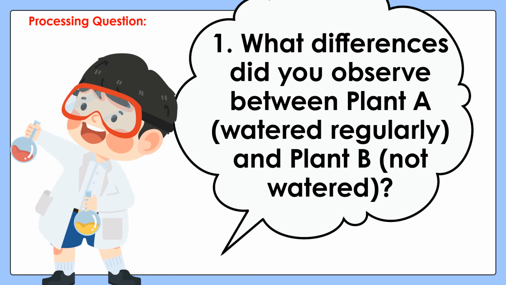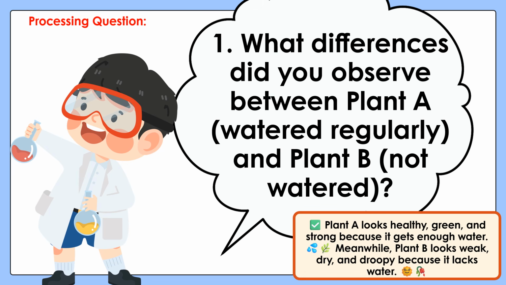Processing questions. First, what differences did you observe between Plant A, watered regularly, and Plant B, not watered? The answer: Plant A looks healthy, green, and strong because it gets enough water. Meanwhile, Plant B looks weak, dry, and droopy because it lacks water.